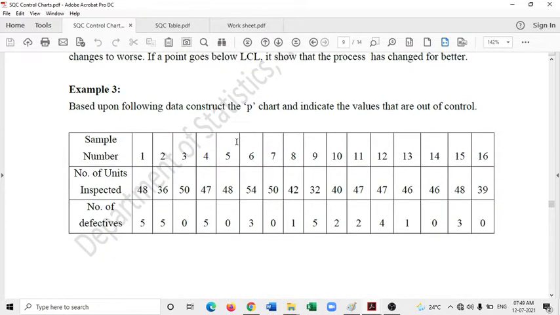Now we have one example. We have sample numbers 1 to 16, and the number of units in each sample or subgroup is displayed in the second row: 48, 36, etc. And the number of defectives in each subgroup is in the third row. Here we note that the numbers of units in each subgroup are unequal: 48, 36, etc.